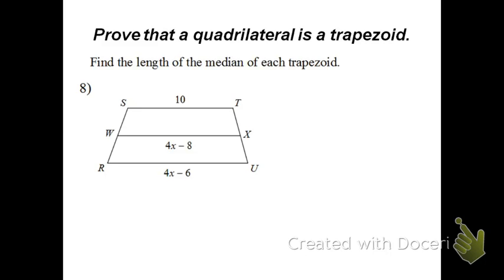Alright, on to number 8. Common theme here, we're going to double the mid-segment. I keep wanting to call it that, but your directions say median, so I'm trying to do that. 2 times 4x minus 8. That is going to be equal to what? Okay, sum of the top and the bottom, so we have 10 plus 4x minus 6. Does that all look good, I hope? Yes. Alright, so let's go solve.